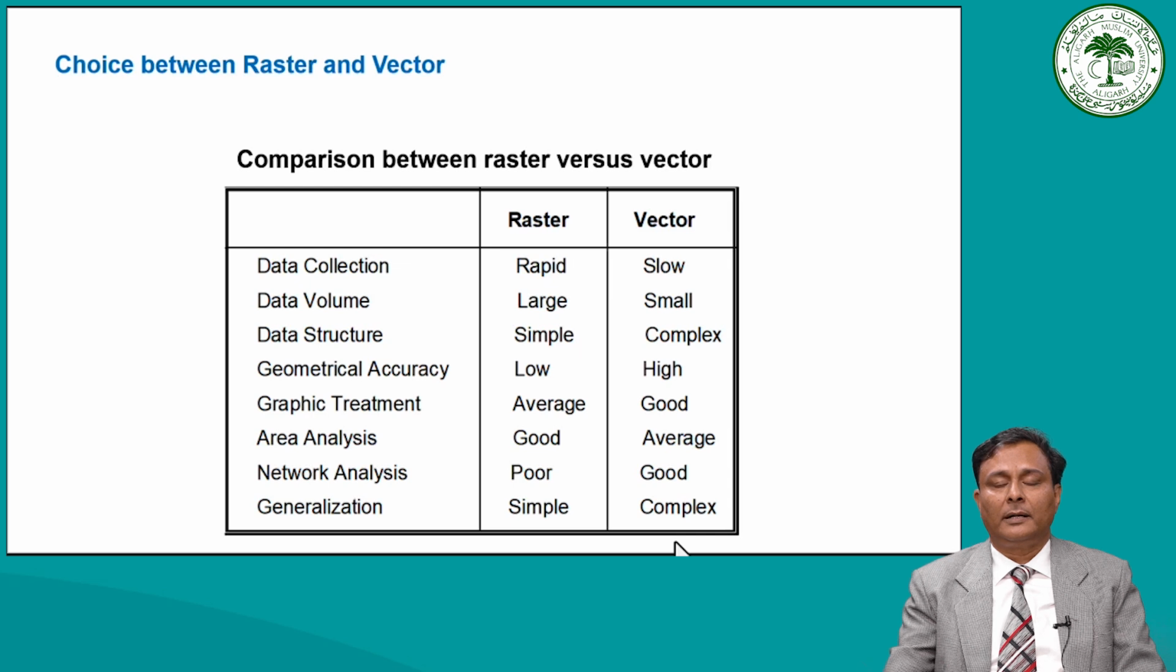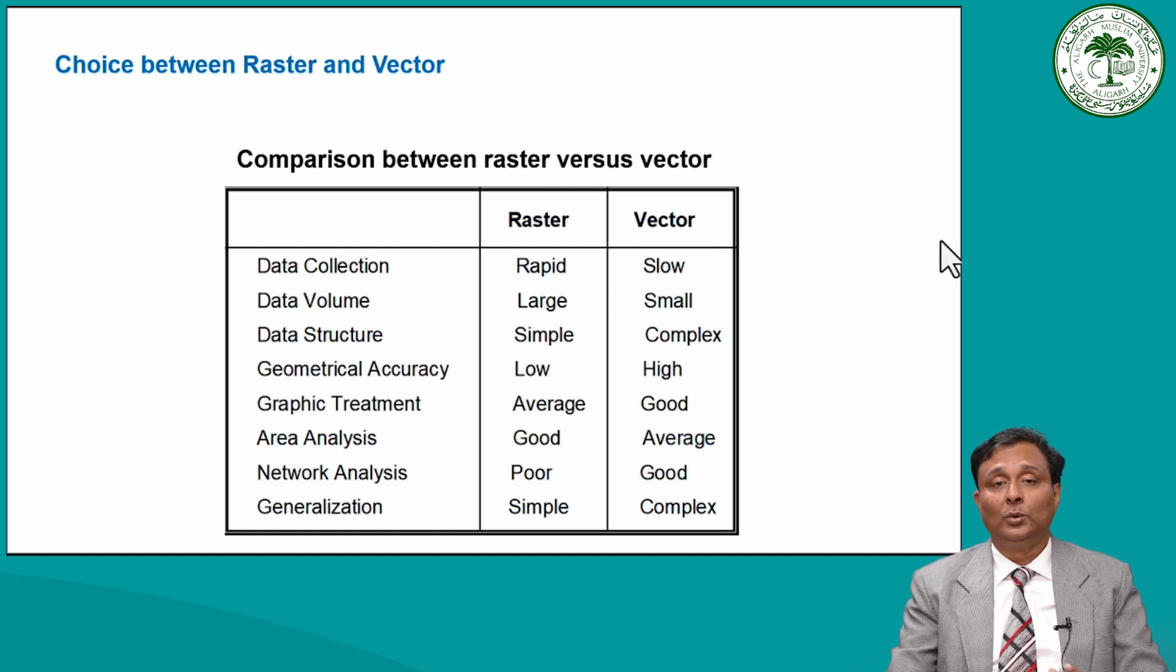Now, we have discussed vector data, and we have also discussed raster data. So what is the outcome of the choice between raster and vector data? If you look at this table, you would find a comparison which I have made between raster and vector data depending on data collection, data volume, data structure, geometrical accuracy, graphic treatment, area analysis, network analysis, generalization. On all these counts, mostly the vector data would be better off.